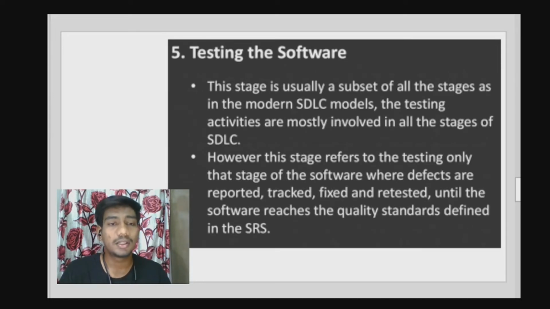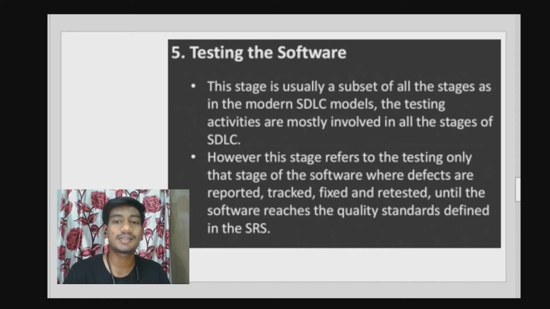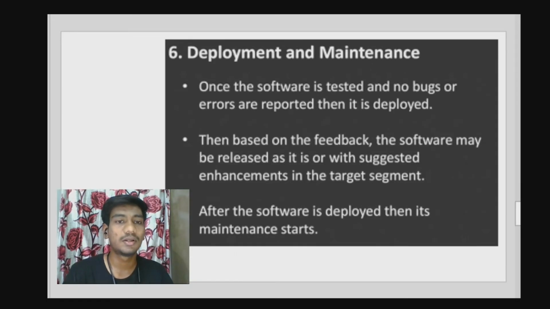Testing the software. The testers will find bugs or any modifications that have to be done in the software. This stage is usually a subset of all the stages in the modern SDLC models. The test activities are mostly involved in all stages of the SDLC. However, this stage refers to the testing only. It is the stage where the defects are reported, tracked, fixed and retested until the software reaches the quality standards defined in the SRS.